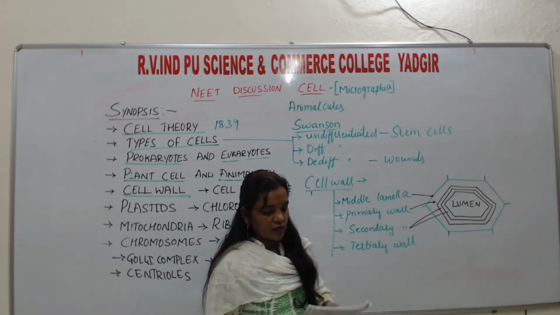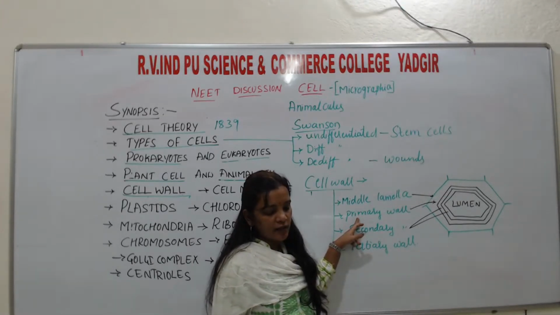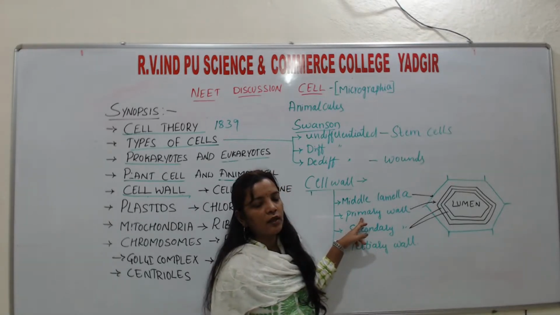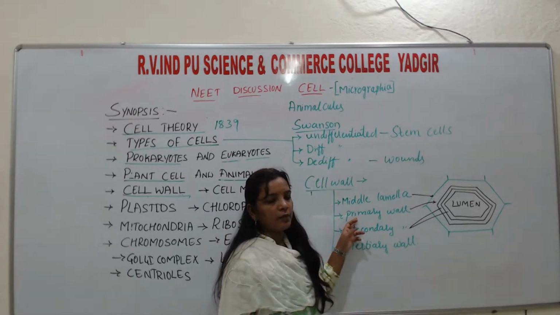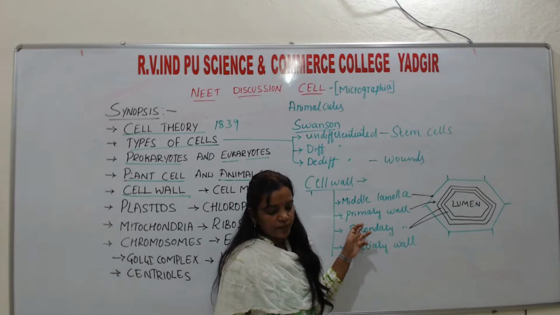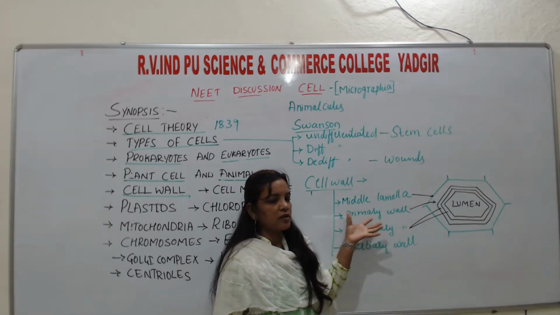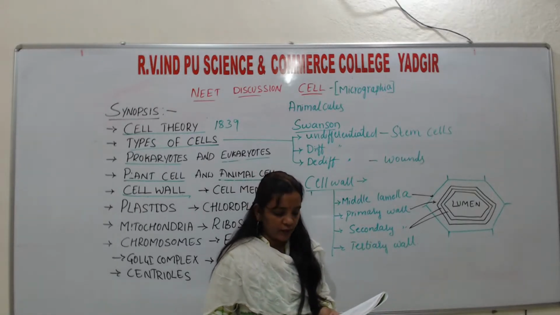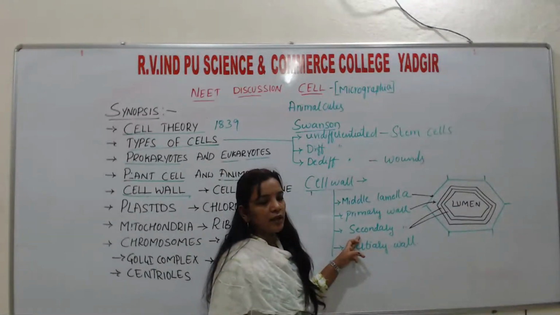Next, the primary wall is elastic, a single layer. Its diameter will be 0.1 to 3 micron. The primary wall is made up of cellulose as well as hemicellulose. Pectin is also present. Next, the secondary wall: in NCERT, some of it you have studied, some you have not. The secondary wall has a diameter of 3 to 10 millimicron.